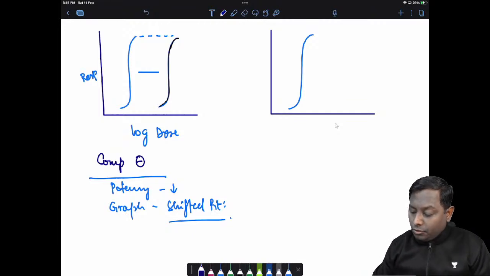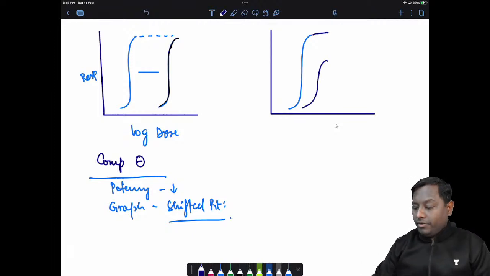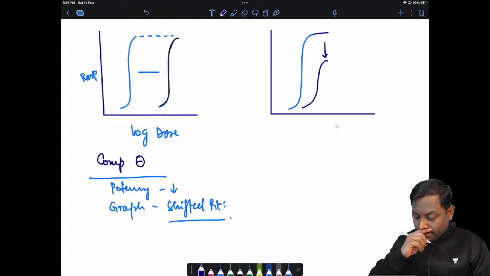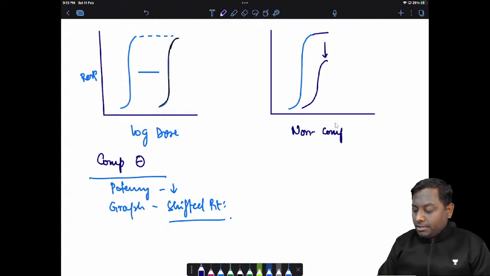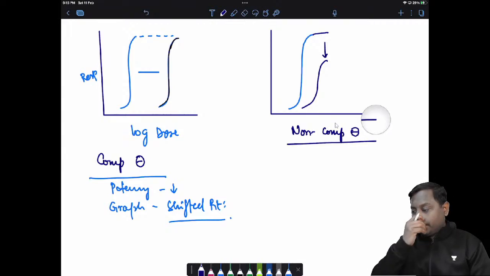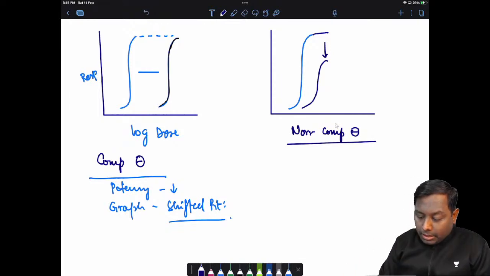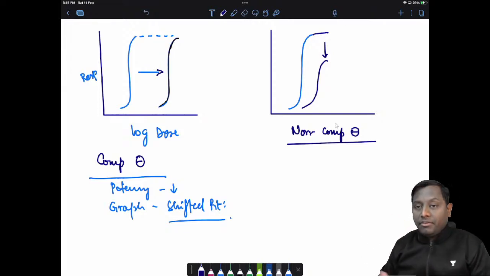Another one that I can show you: let us say you have achieved this response, where one is coming down, and they are asking what kind of inhibition is being seen here. So you can simply say this will be a non-competitive inhibitor. A non-competitive inhibitor will not compete for the same site. So no matter how much dose you increase, they will never achieve the similar response that was seen with the previous drug.